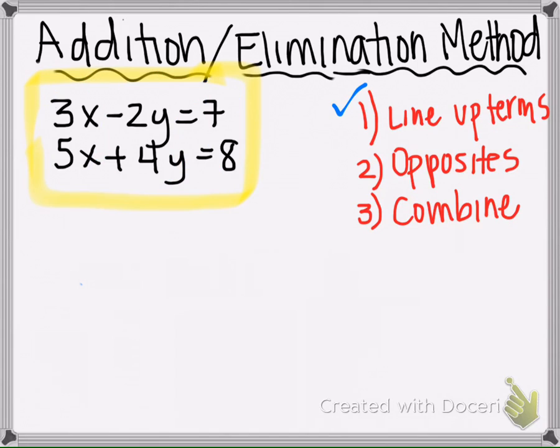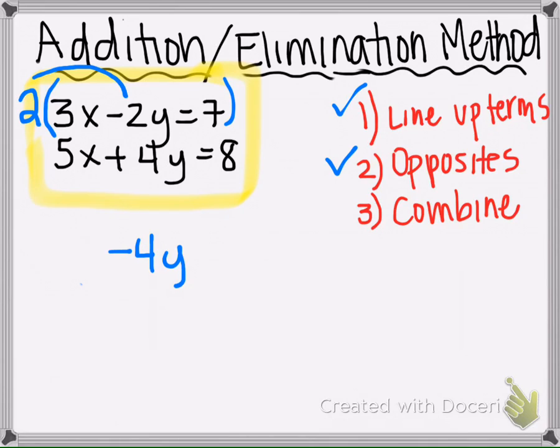The next step is we need to create opposites. So you need to pick either the x terms or the y terms to make them opposites. I'm going to go ahead and pick the y terms. And I see that if I take this -2 and multiply it by a +2 right here, then I would have -4y, which these two would be opposites.